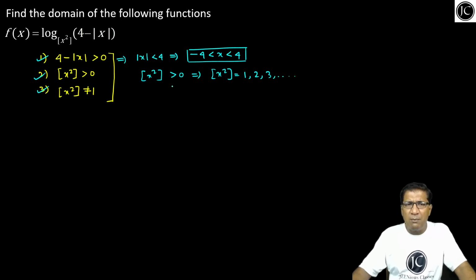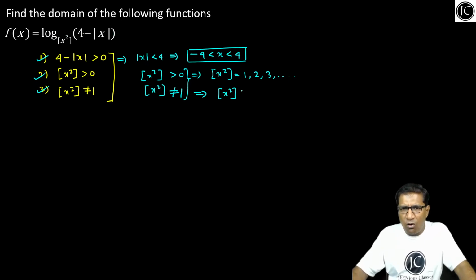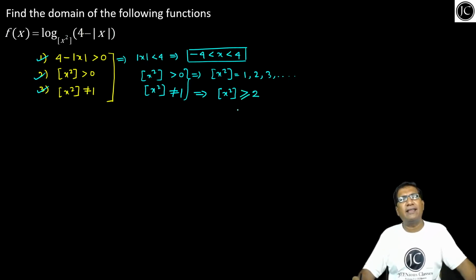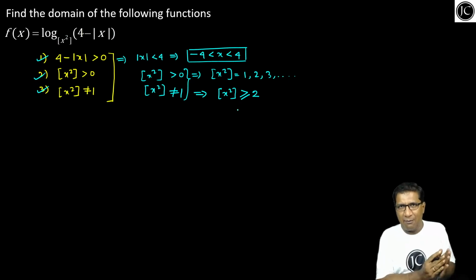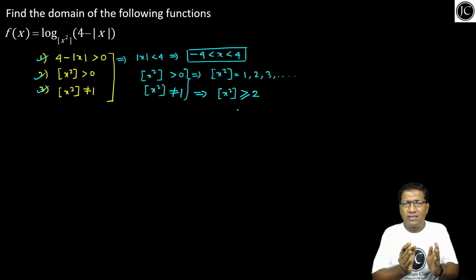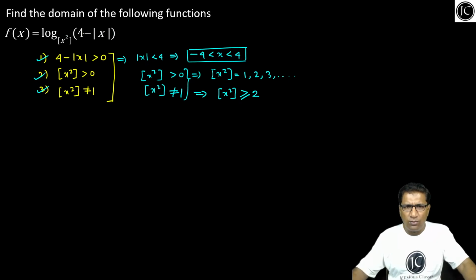और थर्ड कंडीशन में बोला है कि भाई एक्स स्क्वायर का बॉक्स 1 होगा नहीं. मतलब एक चीज तो पक्का हो गया कि from these 2 we can say कि मेरा जो बॉक्स एक्स स्क्वायर है वो क्या होगा? 2 से ज्यादा या 2 को लेके, including 2. Box x square is greater than equals to 2. इसका मतलब क्या हुआ? That implies your x square is greater than equals to 2.